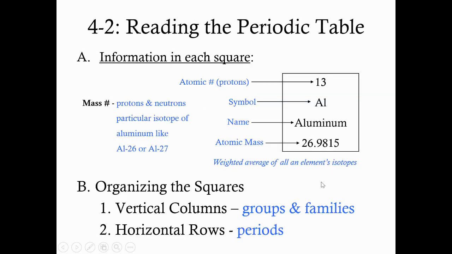We're used to looking at some of the basic information in the table for each element: the atomic number, which is the whole number, the symbol, the name, and the average atomic mass, which is a decimal number. In addition, the periodic table is organized into vertical columns, which are known as groups and families. Groups or families, we can use either name, and horizontal rows.